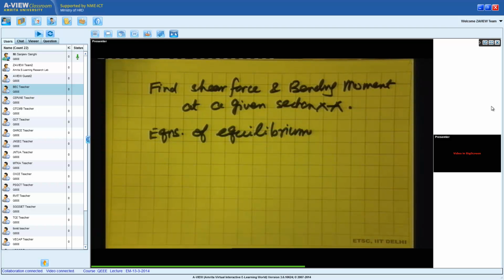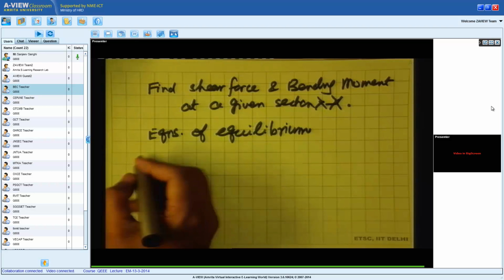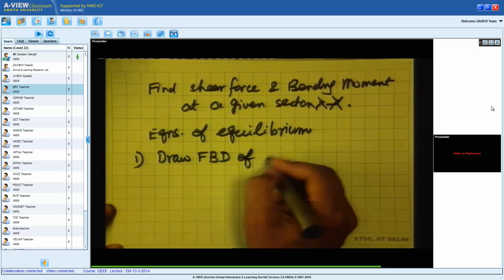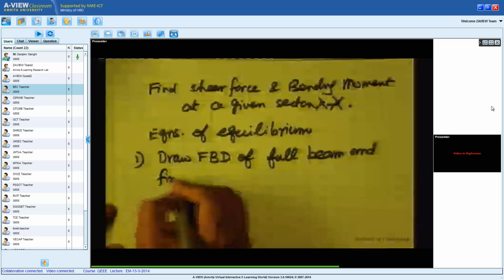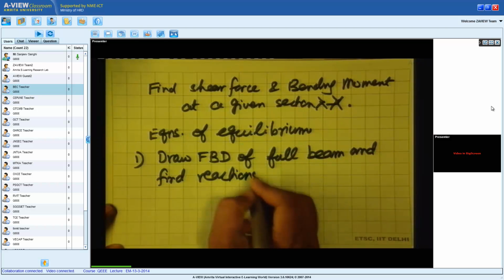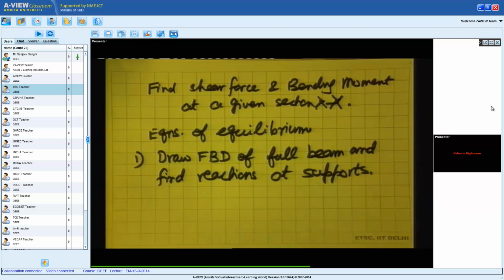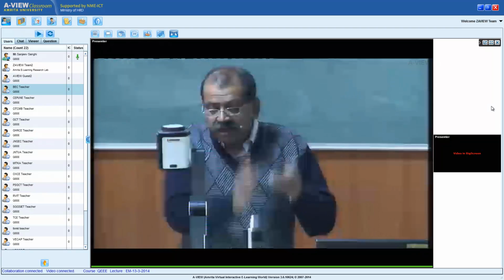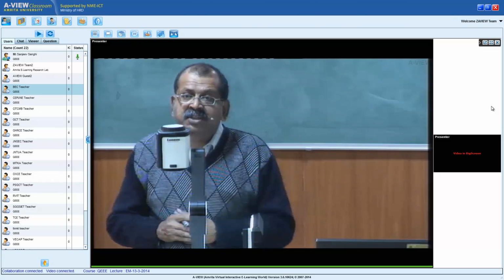So here you'll have to look at the particular problem in question, but otherwise in general what you have to do is first you draw the free body diagram of the full beam and find reactions at the supports. Now it turns out in some of the problems this may not be needed. These reactions will come out automatically in case all the unknowns are at one end, then you start from the other end and you just keep on working without finding reactions at supports.